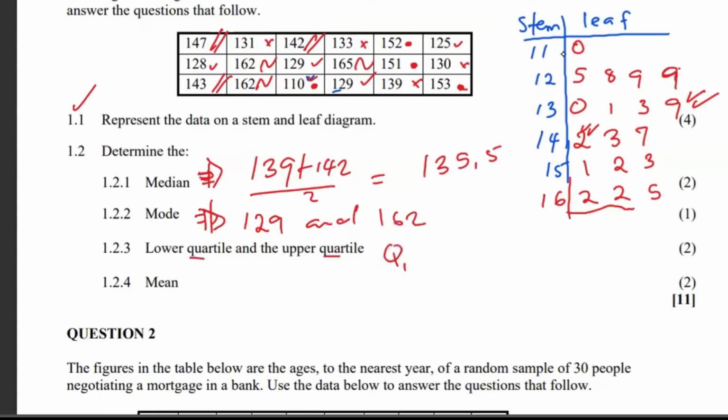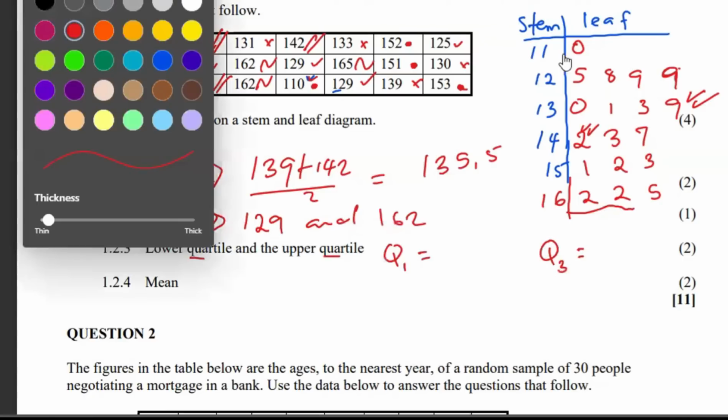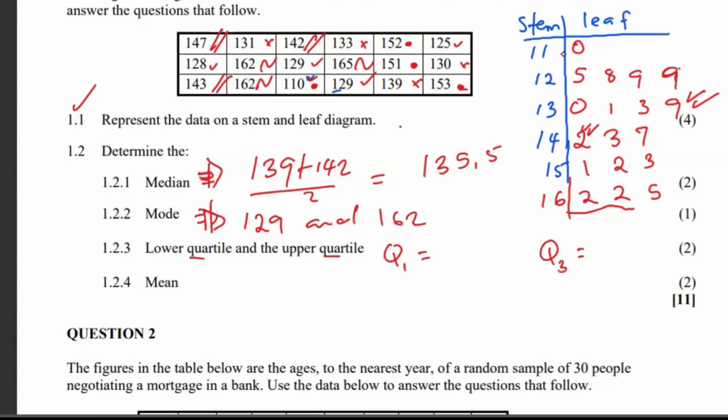So I'll say Q1, then I have to look for Q3. Since our median is somewhere in between, I need to look for the half of the first one. So it's 1, 2, 3, 4, and 1, 2, 3, 4. So 129 is my lower quartile. Then 1, 2, 3, 4, and 1, 2, 3, 4. So 152 becomes my upper quartile.